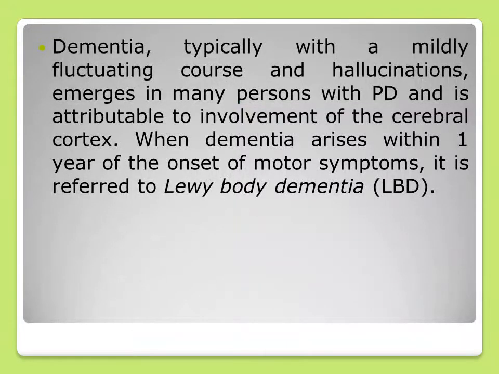Dementia, typically with mild fluctuations and hallucinations, emerges in many persons with Parkinson's disease, maybe because of the disease itself or maybe because of the side effects of the drugs correcting the disease, and is attributed to involvement of the cerebral cortex. When dementia arises within 1 year of the onset of the motor symptoms, it is referred to as Lewy body dementia.